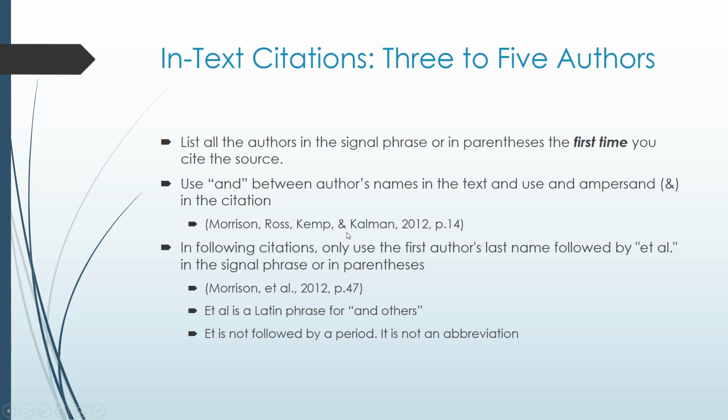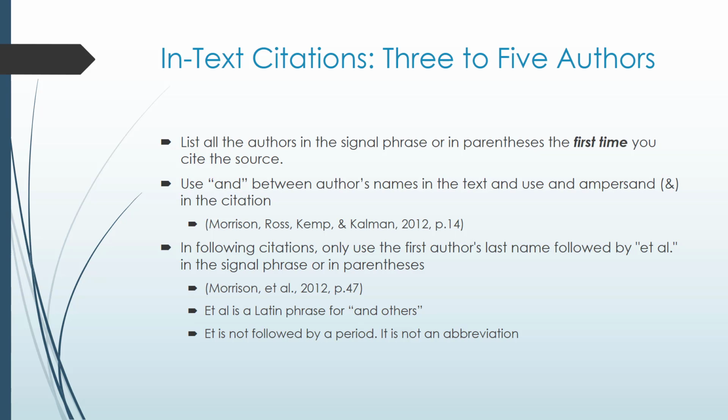In the following citations, if you're citing Morrison, Ross, Kemp, and Kalman more than once, so you're pulling more than one piece of information from that article or book, you list all the names the first time, but then in any following citations where you're referencing them again, you use the phrase "et al." You list the first author's name and then "et al.," and then you give the date and the page numbers that you're pulling from.